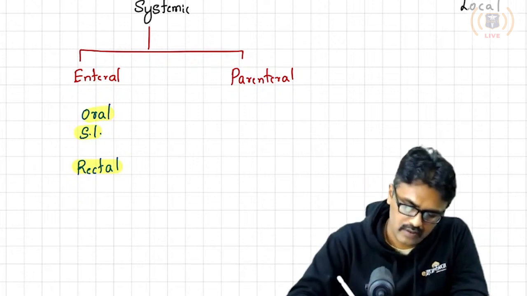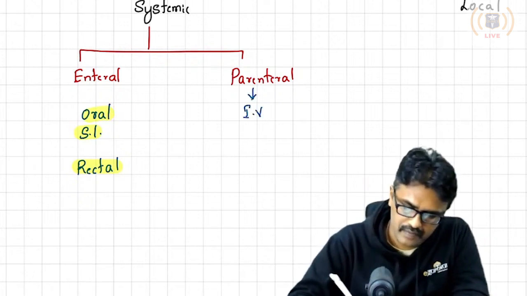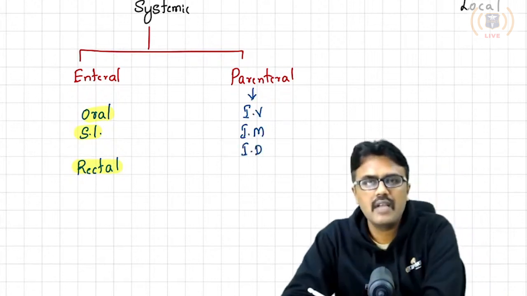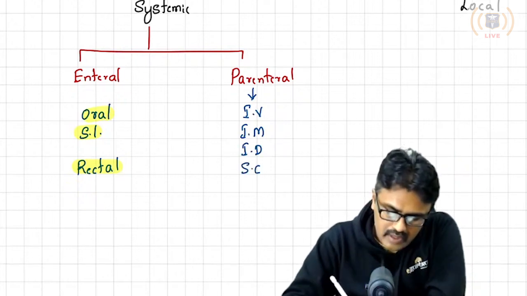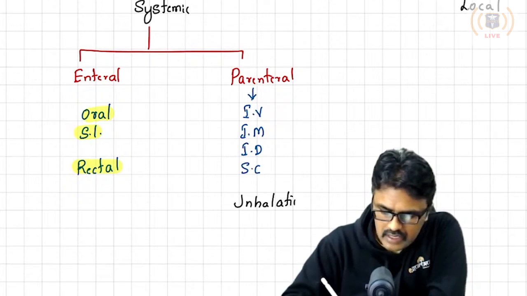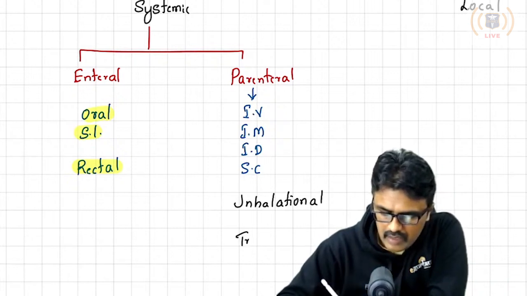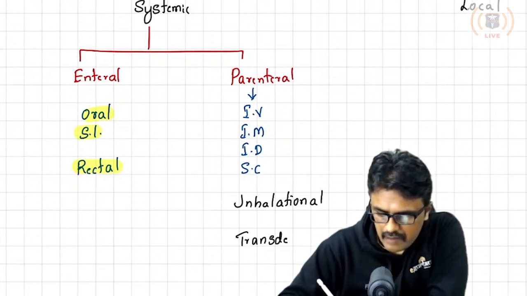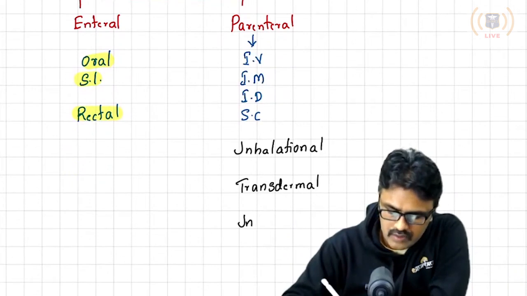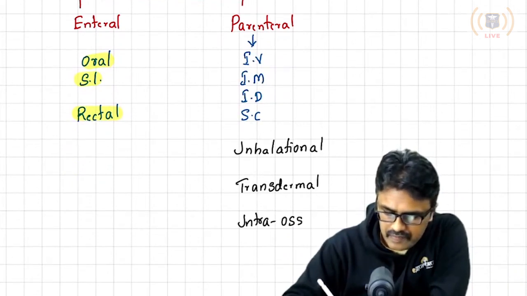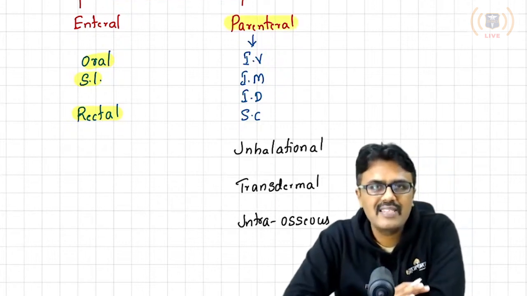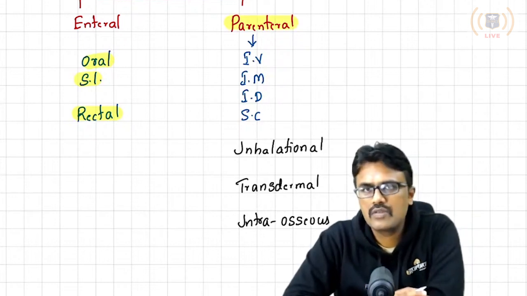So parenteral routes, they are IV, intramuscular, intradermal. IV means intravenous, intramuscular, intradermal, subcutaneous, inhalational, then transdermal, and even into the bone marrow, it is called intraosseous. So these are all the parenteral. That means par means beyond enteral. They don't touch the GIT. That's why they are called parenteral routes.